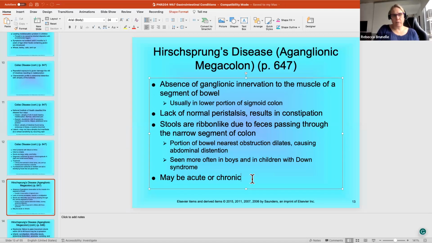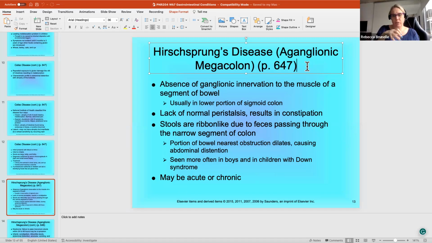Hirschsprung is another kind of pooping problem. This one is associated with Down syndrome, so you're more likely to have Hirschsprung's if you have Down syndrome. And this is really a problem with innervation. They don't have the right nerves and muscle control of their bowel.